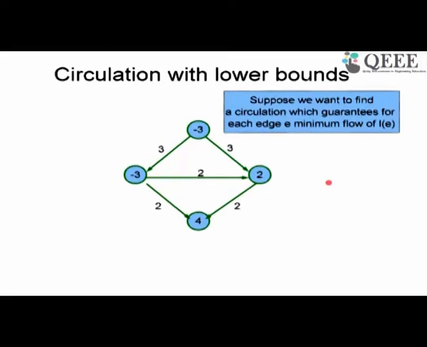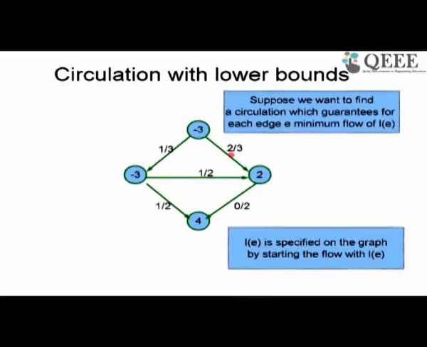A slightly more complex variation of this circulation problem is one in which I might want to find a circulation which guarantees a minimum flow l_e for each edge. So let's say on this edge I want to put a minimum value of 1. On this edge I want to put a minimum value of 2. This one minimum 1, this one minimum 1, this one minimum 0. So I am specifying the minimum value of the flow I want on each of the edges.